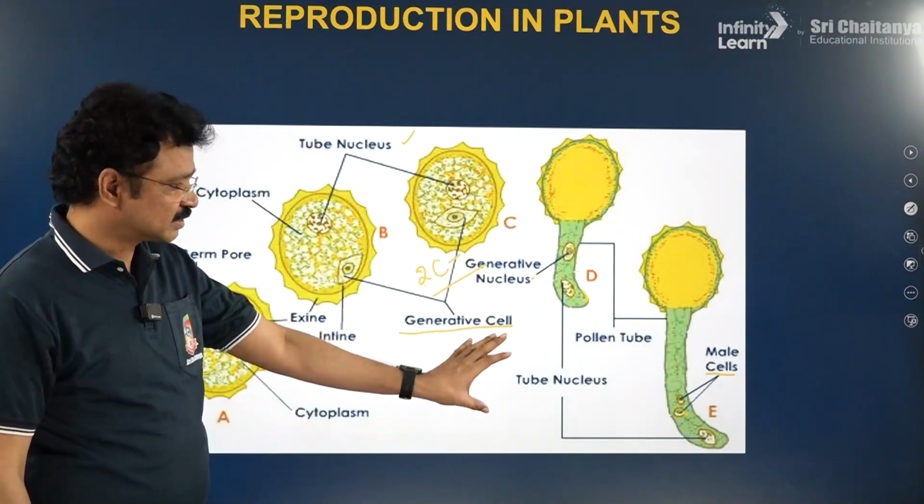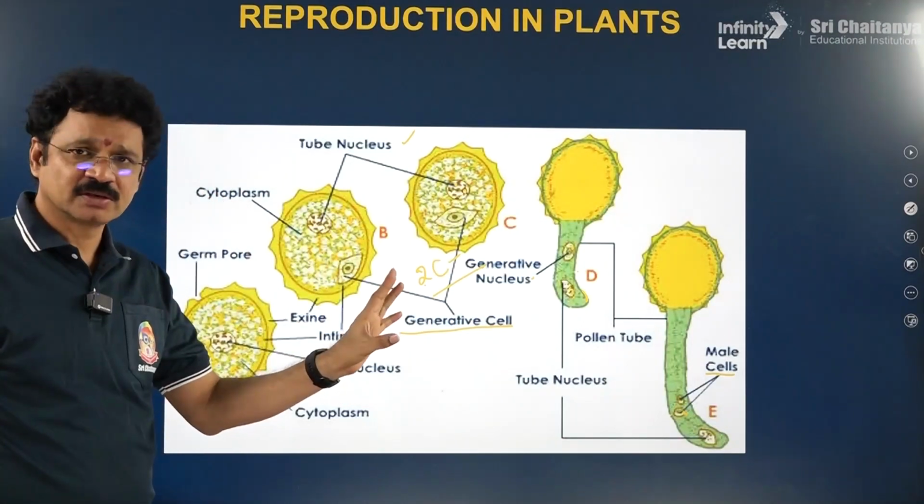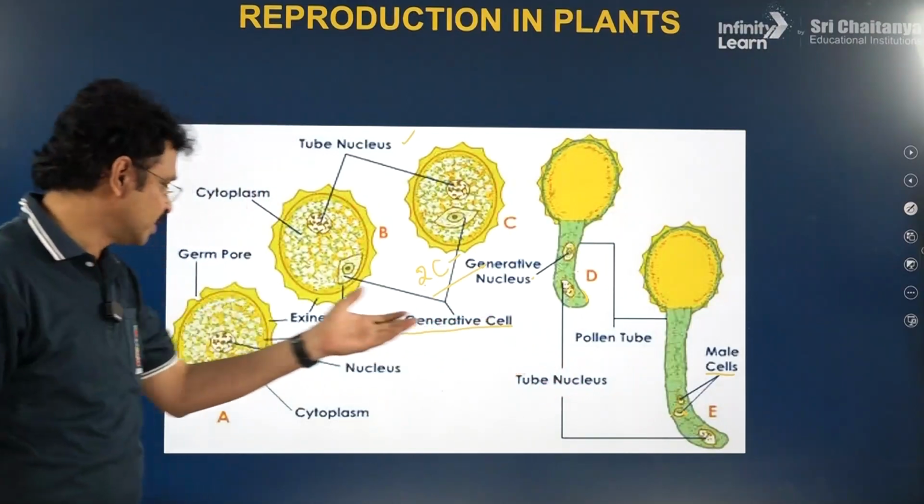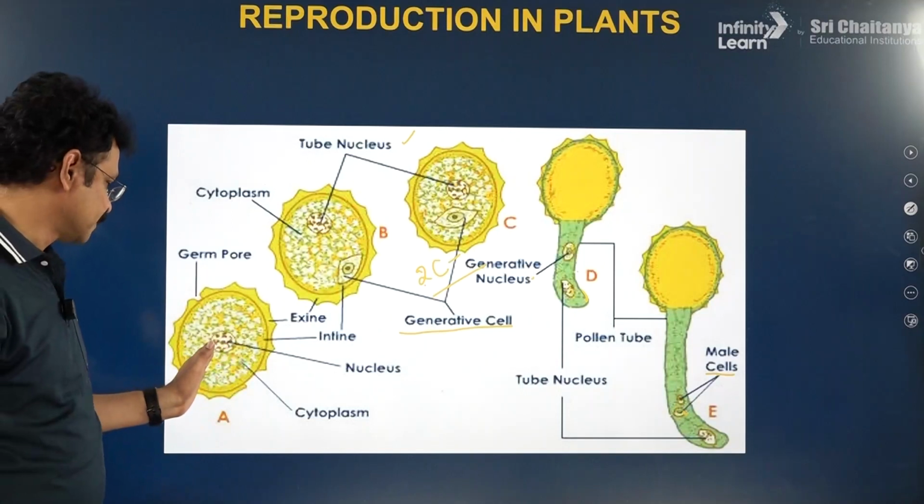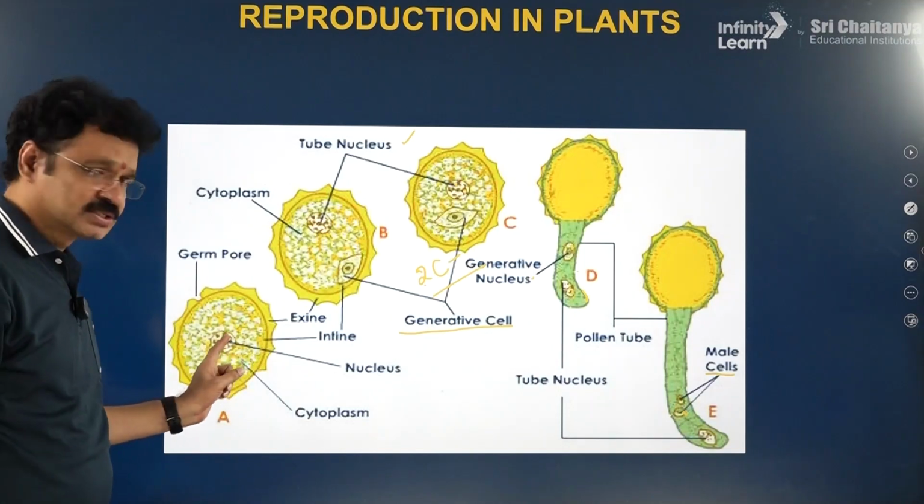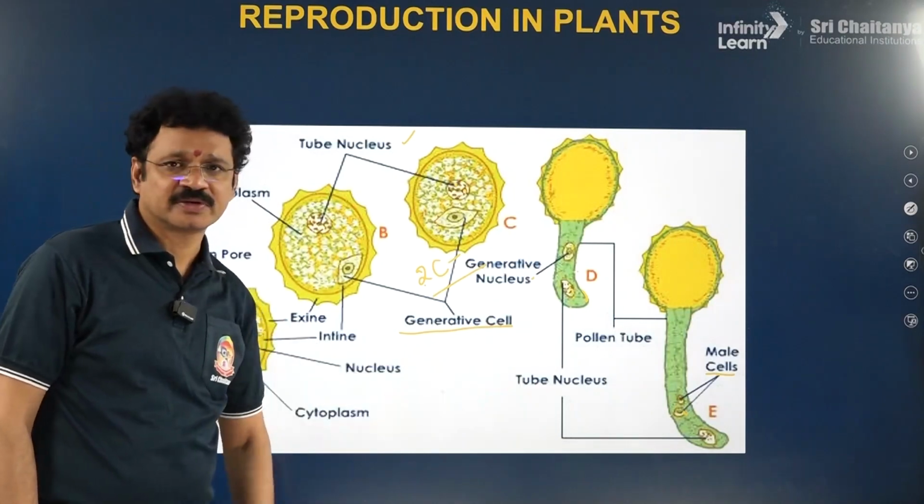From this organization or mechanism, we can make several questions. Question number 1, a simple question. What is the first cell for the development of male gametophyte? Pollen or microspore. Another name for the earliest structure of the pollen grain is microspore. That microspore or pollen is the first cell for the development of male gametophyte.